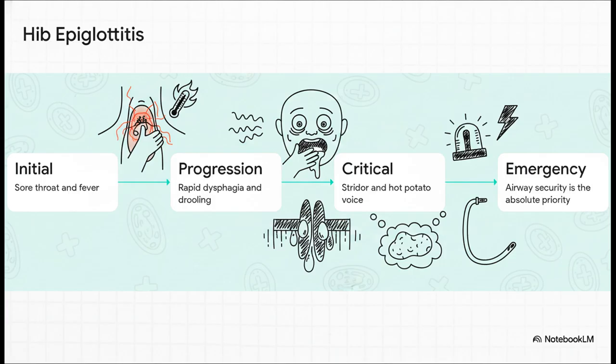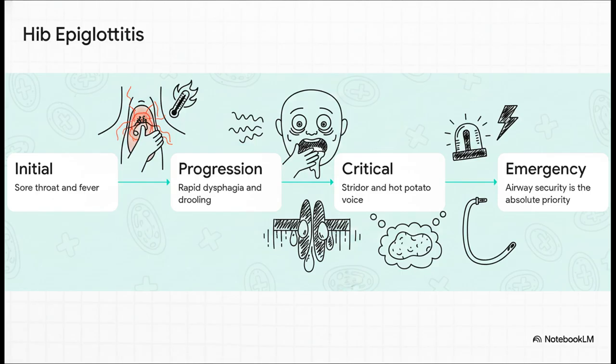I want to quickly narrate this rapid, step-by-step escalation because this exact clinical picture is a massive exam favorite. It usually starts innocently enough with just a sore throat and a fever. But then it rapidly, and I mean rapidly, progresses to severe dysphagia and drooling simply because it hurts way too much for the patient to swallow. Next comes the stridor and that classic muffled hot potato voice.